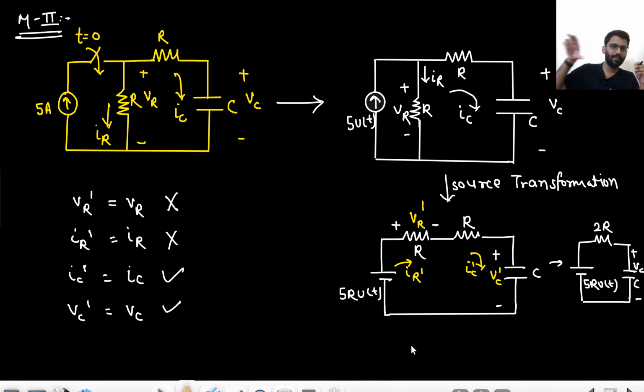By simply applying the source transformation, you can solve the circuit as well. So the problem looks simpler now, right? But you can't find VR and IR from source transformation.